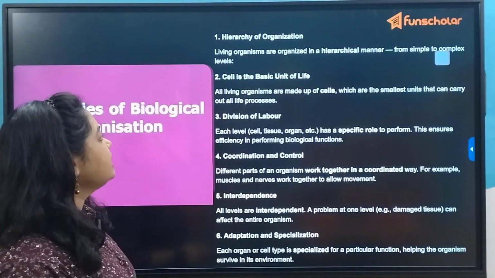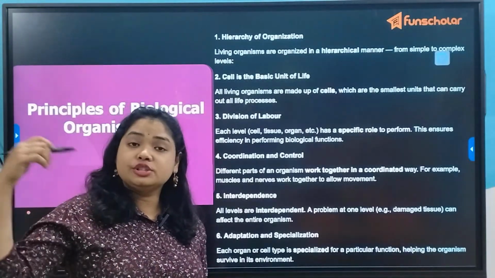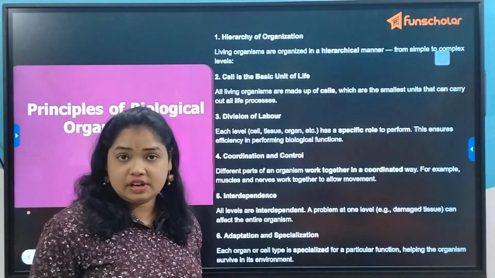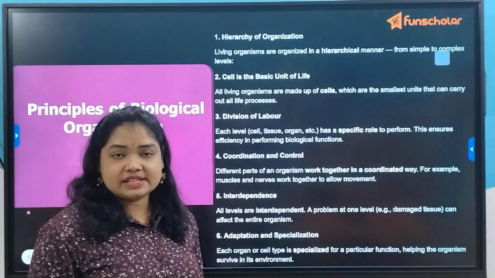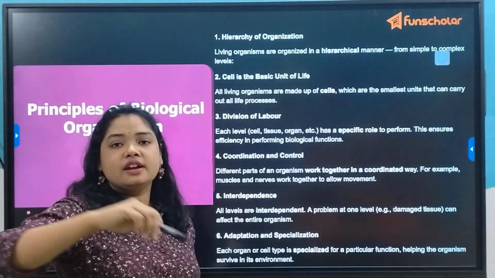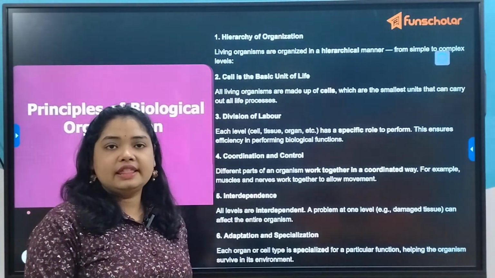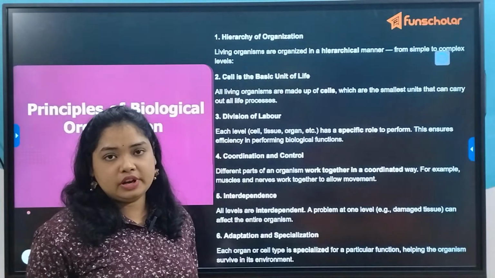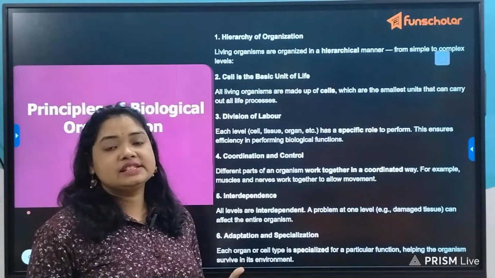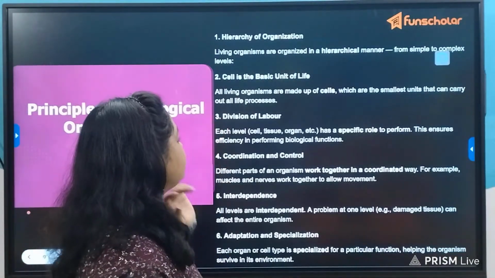Then the second principle is that the cell is the basic unit of life. I have told you just now that for the biosphere to exist and function properly, it is very necessary that the lowest level, the cell, should exist and function properly, because otherwise the entire hierarchical order, which is based on a single cell, will not function properly or not be formed at all if that cell is not existing or functioning properly.